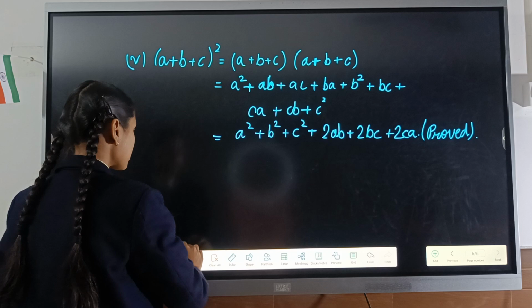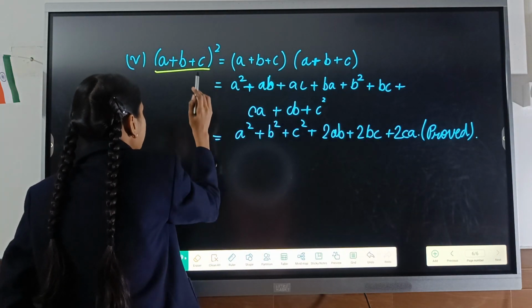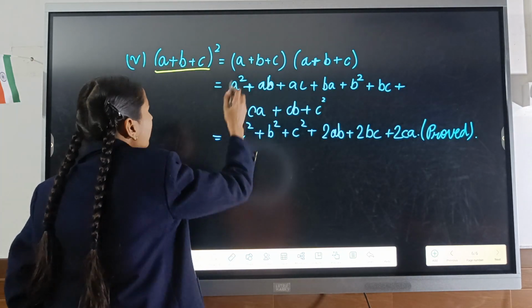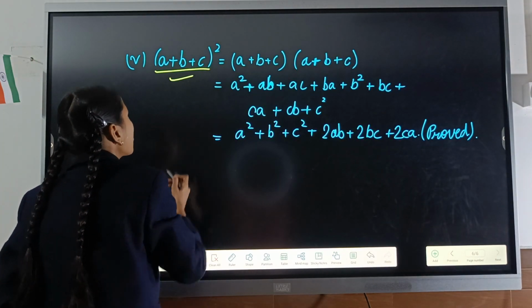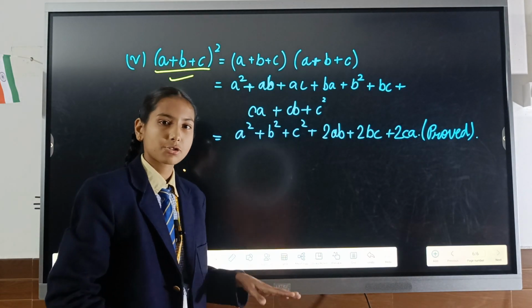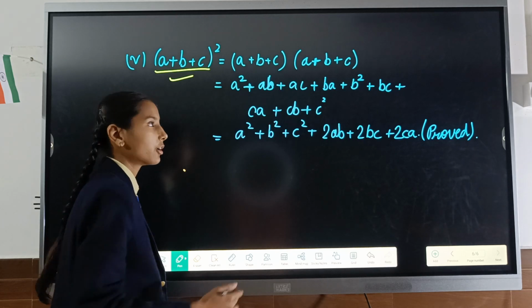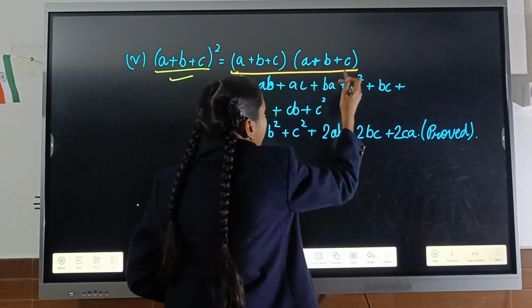next and the last is a plus b plus c whole square. So the formula of a plus b plus c whole square is a square plus b square plus c square plus 2ab plus 2bc plus 2ca. So let's check whether this is the correct formula or not. So we have simply written them 2 times.